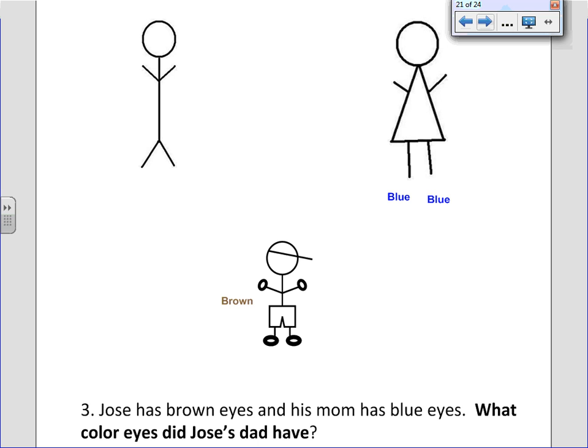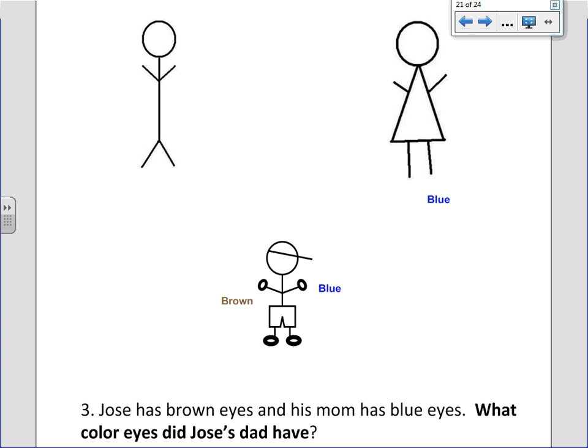The important part here, though, is that we know what mom's looks are. All right, mom has blue eyes, which means that both of her proteins are only the blue protein. The only way to get blue eyes is to have 2 recessive genes. In this case, then, since mom has a blue and a blue, the only thing that she can donate to little Jose here is a blue-eyed gene.